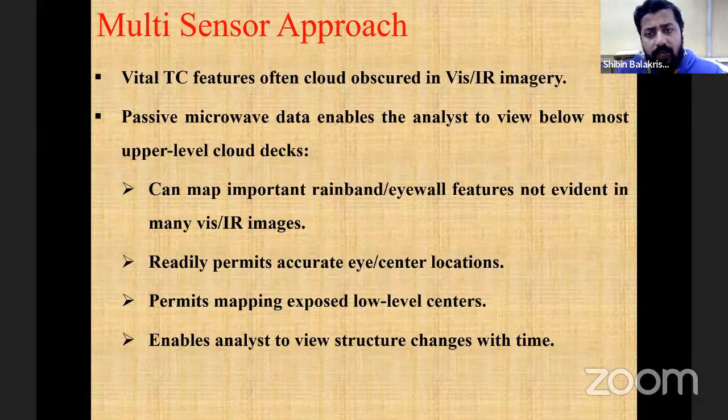Like we know, the visible and the infrared imagery are obscured. They do not give you the information which is beneath the cloud structure. So there comes into play your microwave data or microwave imagery, which can penetrate through the cloud and give you the eye, or you can say the center of the cyclone, along with the location of your LLC or low-level center, which can help you in identifying the evolving structure along with your time frame.